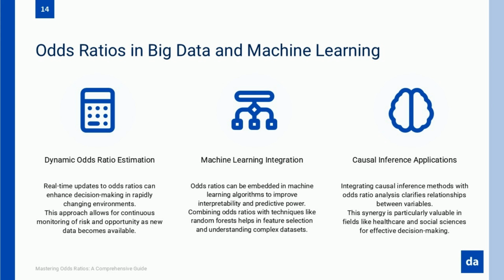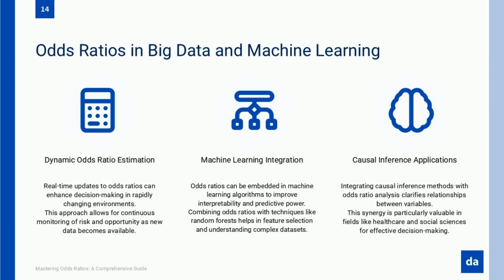Traditional methods of calculating and interpreting odds ratios were developed for smaller, more manageable data sets. As we scale up to massive volumes of information, these techniques face limitations in processing power, memory requirements, and computational efficiency. The sheer dimensionality of big data can lead to issues like multicollinearity and sparse data, which can distort odds ratio estimates and compromise their reliability.